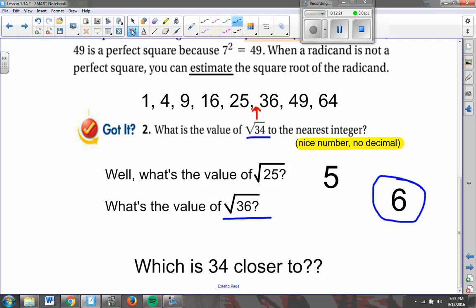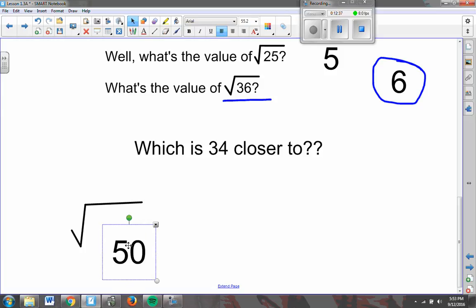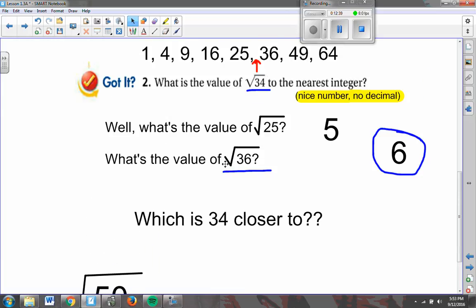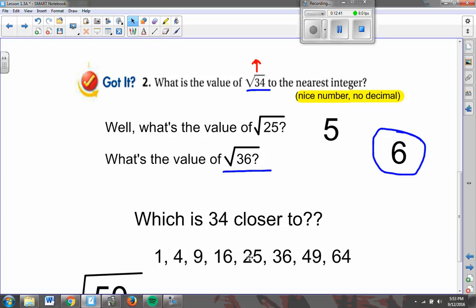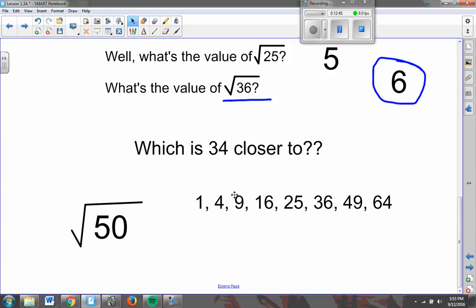Now what I would like you to do is try to find an estimate to the nearest integer for the square root of 50. Use this list of numbers that we put down up here. Make sure that this gets in your notes as well.